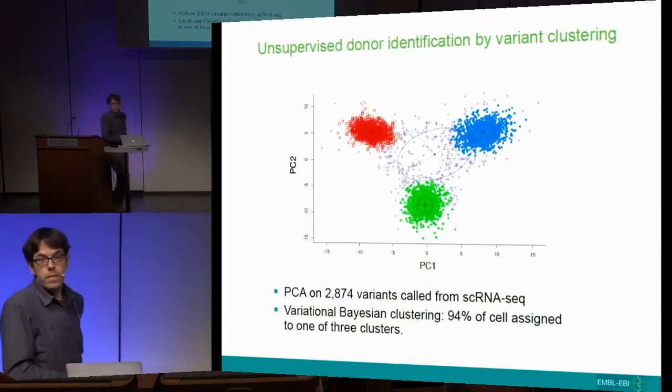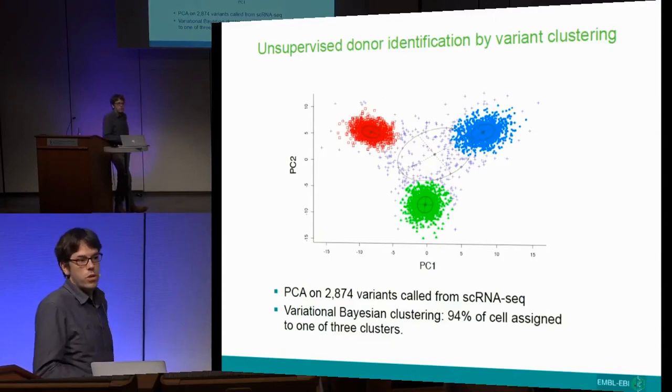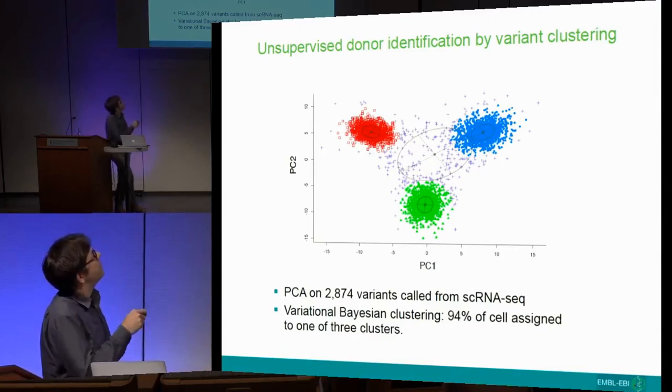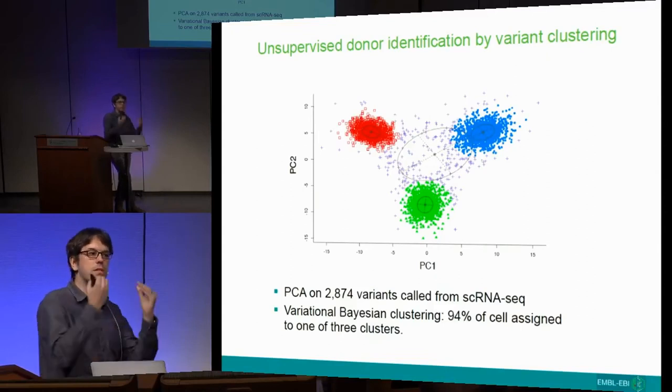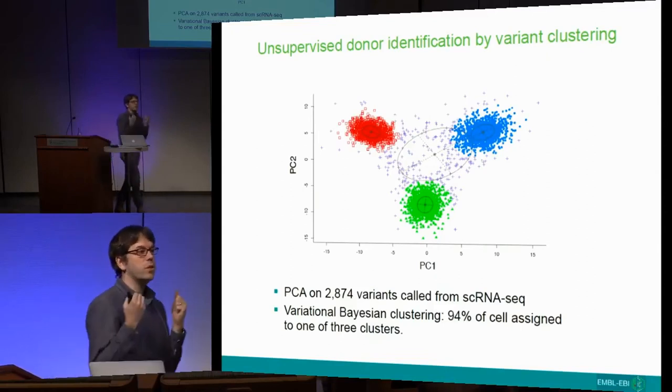You can even go a step further. This is the same analysis when you don't know their genotypes. It's just basically clustering individuals. But unlike other PCA plots you may be familiar with, this is not based on the transcriptomes. It's based on the genetic variants.